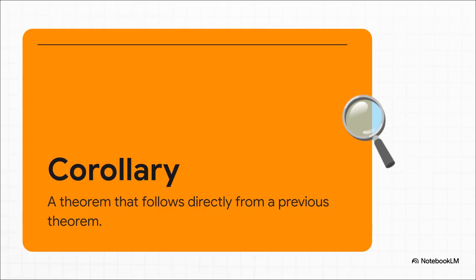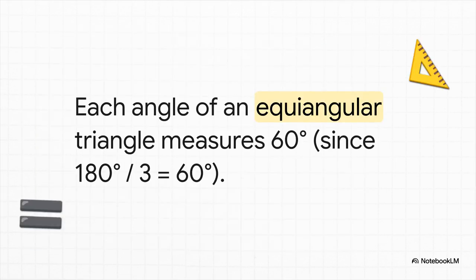Now here's something cool. Once you prove a really big theorem like that one, other little truths just kind of fall out of it. They're called corollaries. Think of it like this. The main theorem is a big earthquake, and the corollaries are the logical aftershocks that follow. So let's check out our first corollary.